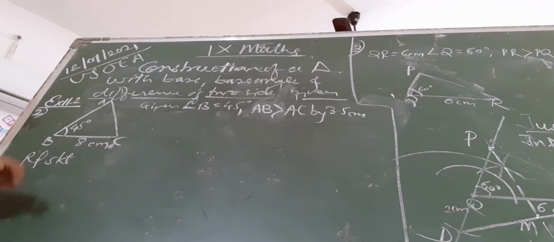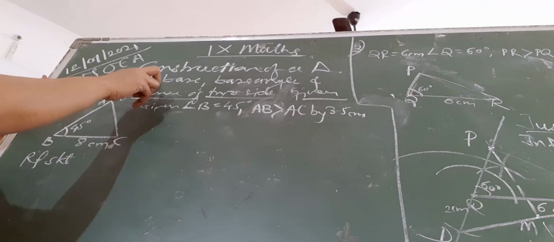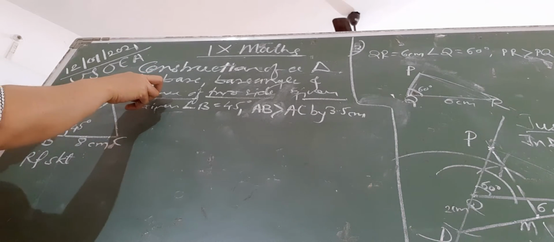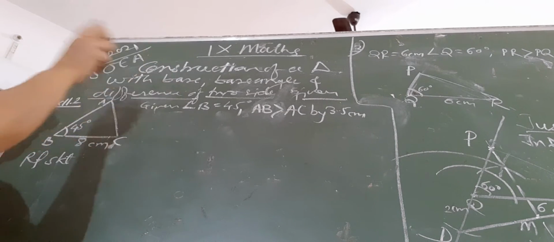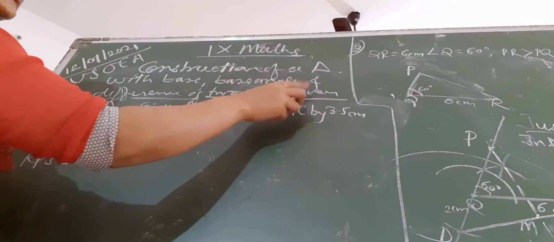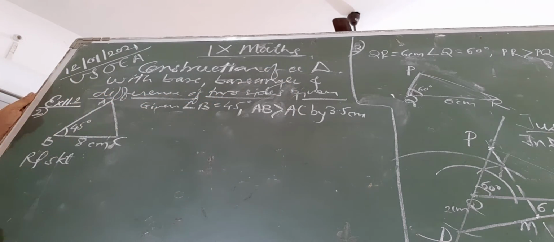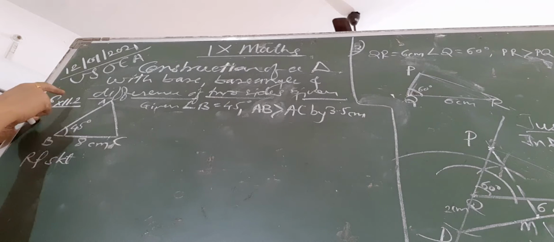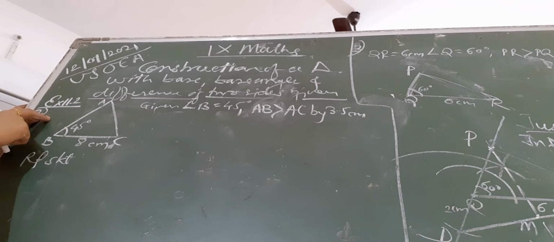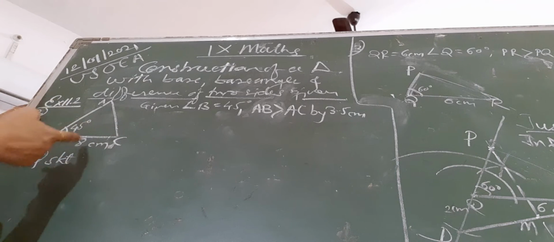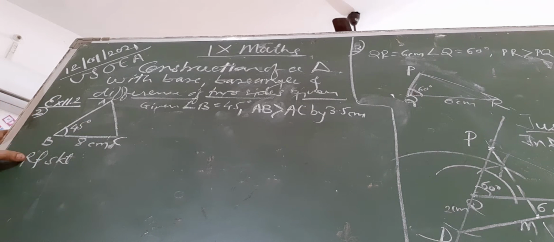Today we have started with the construction of a triangle in which the base angle is given, the base is given, and the difference of the two sides is given. Now here in exercise 11.2, second question, according to the given instructions, we have drawn the rough sketch.